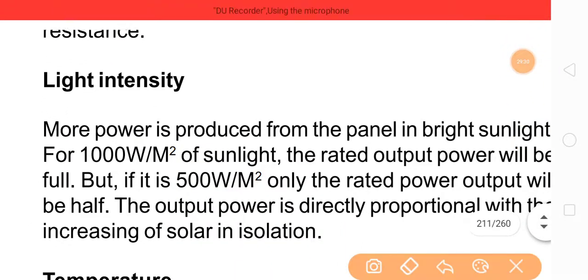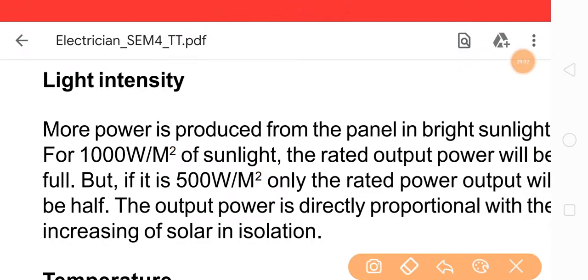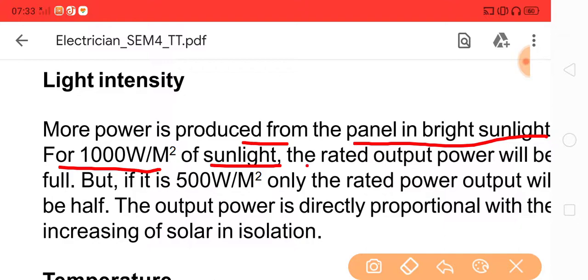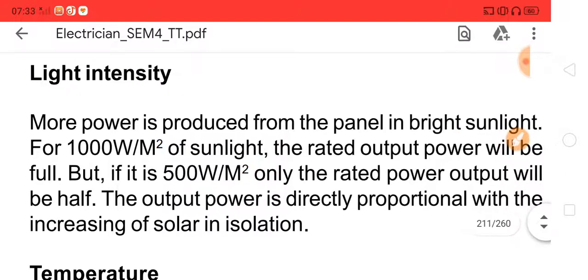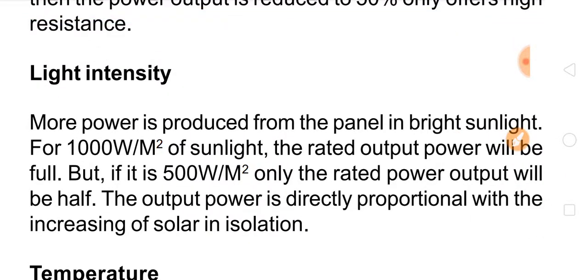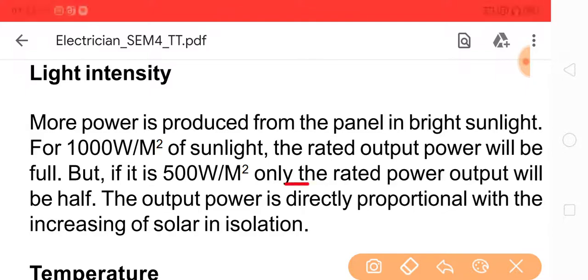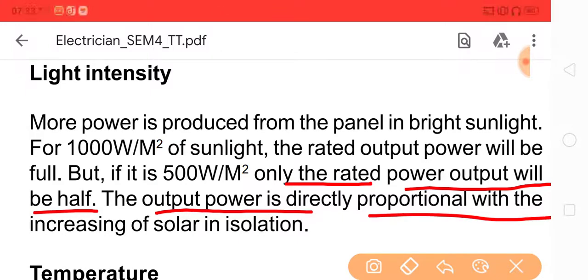Light intensity: the more the light, the more power is produced from the panel. In bright sunlight of 1000 watts per square meter, the rated output power will be full. But if it is only 500 watts per square meter, the rated power output will be half. The output power is directly proportional to the increase of solar insolation.